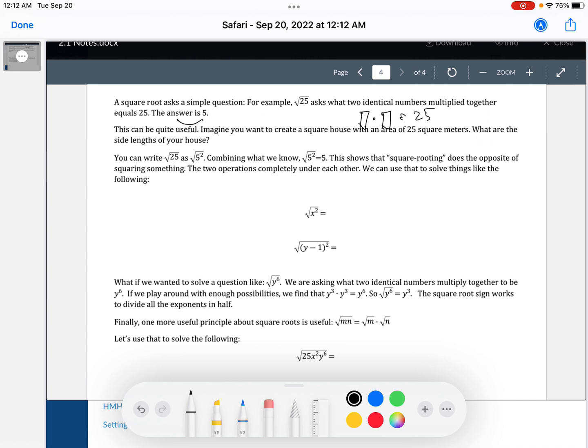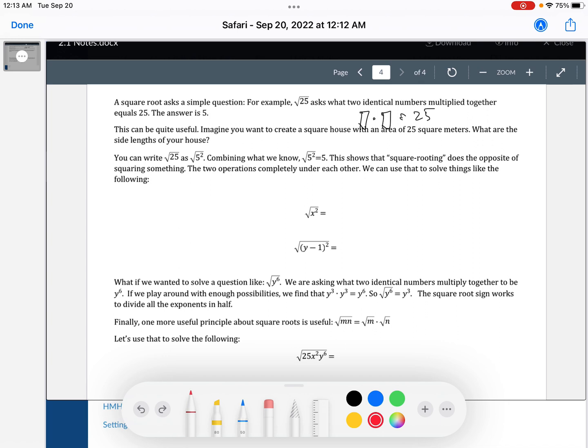And this is helpful if you wanted to build a house that has an area of 25. You could figure out that you want to make it 5 by 5. And the square root button is very helpful if you want a house with an area of 26, because it's not really 5, it's going to be 5 point something. And you can find that number really quickly with the square root button of your calculator.